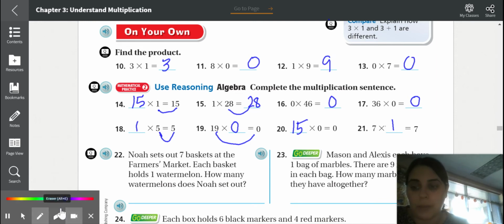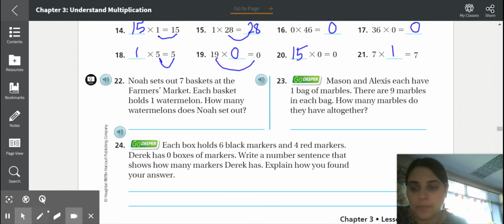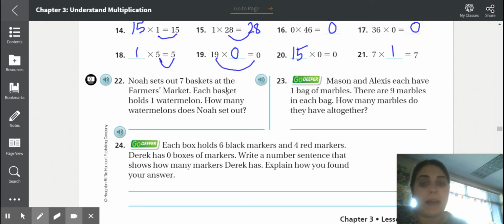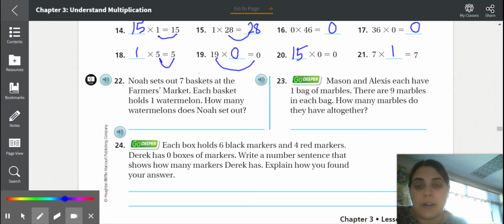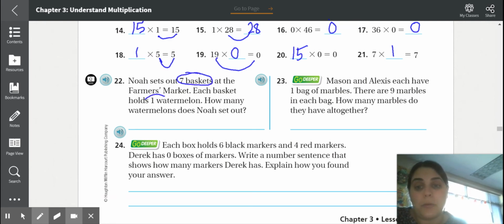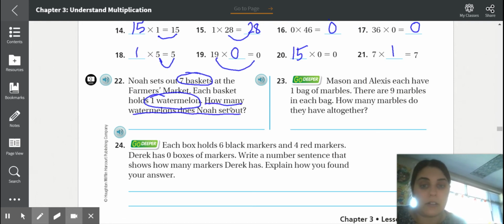Okay, let's do some word problems with these. Noah sets out 7 baskets at the farmer's market. Each basket holds 1 watermelon. How many watermelons does Noah set out? So this is 7 equal groups times 1 watermelon each equals 7. So he puts out 7 watermelons.